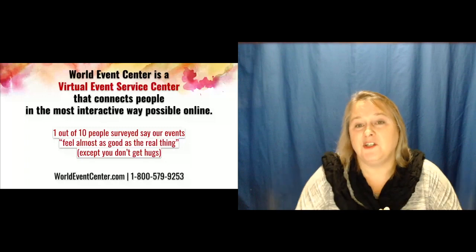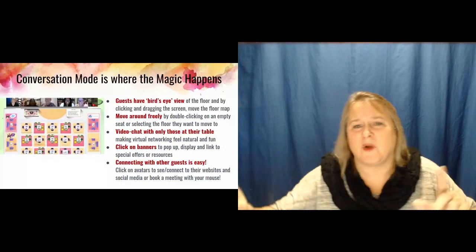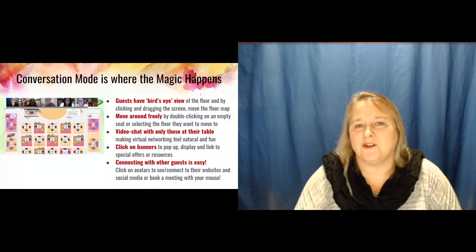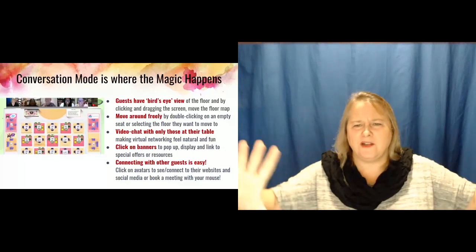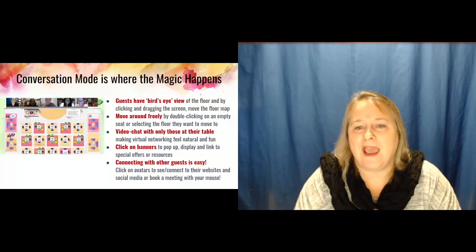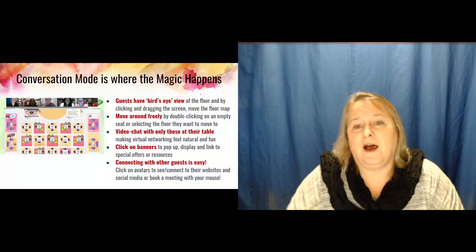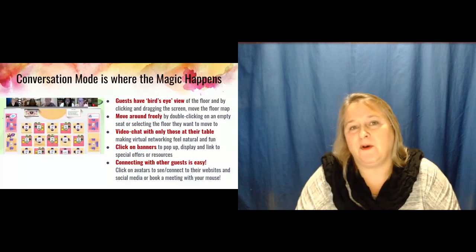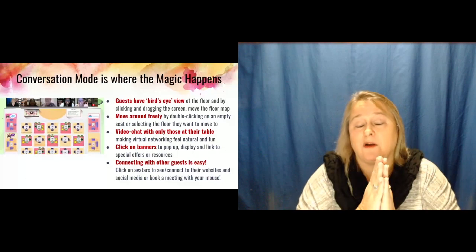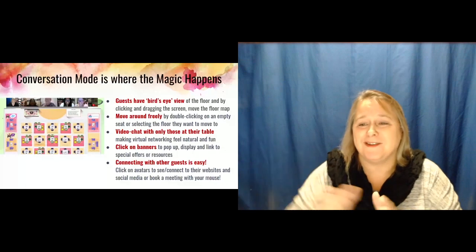So in conversation mode, guests have a bird's eye view of the whole floor. You can click and drag that screen to move it around. So if you're not seeing everything, why not zoom in, zoom out, drag it around, get it the way you want. And you can move around freely by double clicking on an empty chair. You will only see the people in video chat that you are sitting with. So you're not going to hear the table beside you, but you will be able to see that they're there.